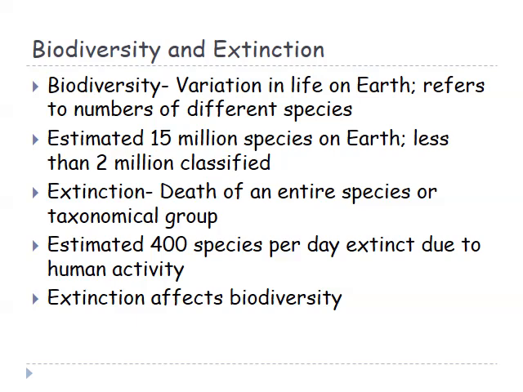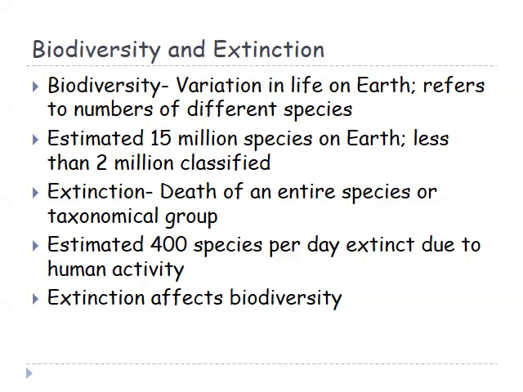We mentioned, when we were talking about the plant kingdom, the drug Taxol, which is isolated from the bark of Pacific yew trees. And this drug, though synthetically manufactured now, can be used to treat ovarian and breast cancer. Biodiversity describes the variety of life on Earth, in regards to the number of different species. On our planet, there's about 15 million species, and less than 2 million of these have been classified. If a species goes extinct, that means the entire species or taxonomic group dies. It's estimated that about 400 species go extinct every day due to human activity.